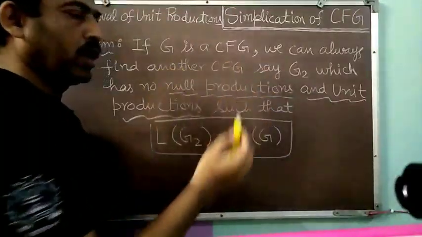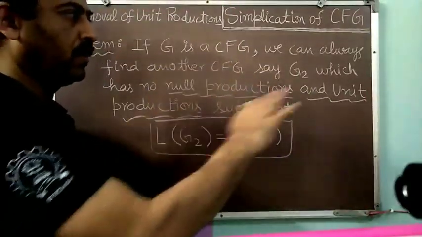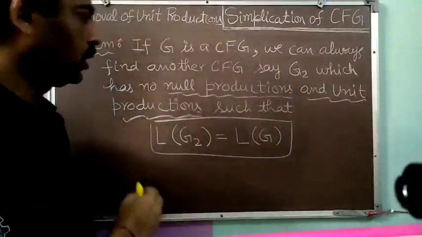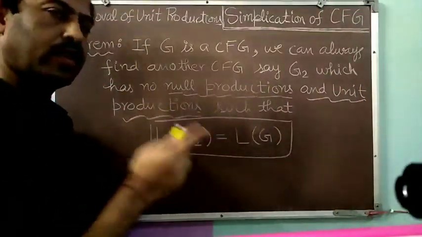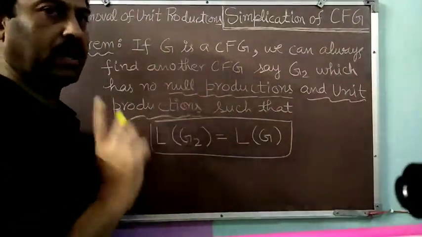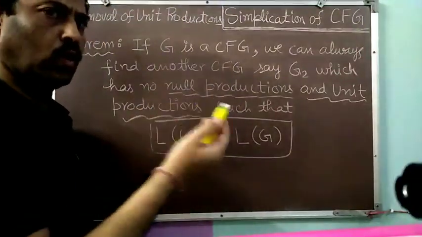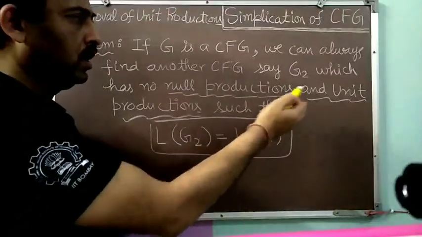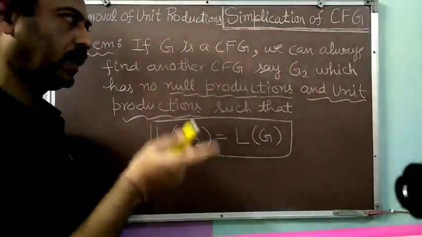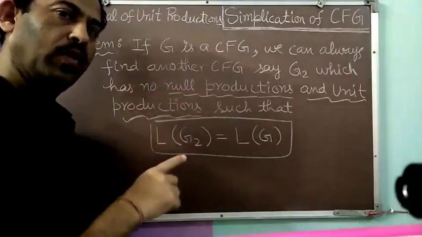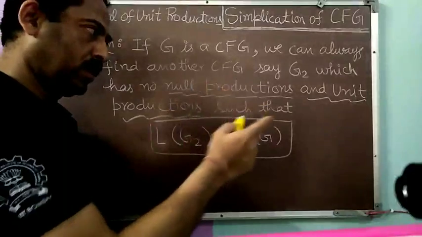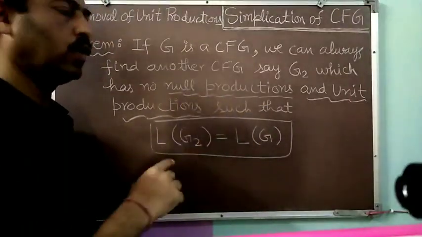This removal of null productions will give rise to it, and then we will remove all the unit productions. So whenever we remove unit productions, we always first remove the null productions if they are present in the grammar. If there is no null production present in the grammar, then we can directly come to the method of removal of the unit production. Otherwise, we'll first have to remove the null productions, and then we have to come to the process of removing unit productions.